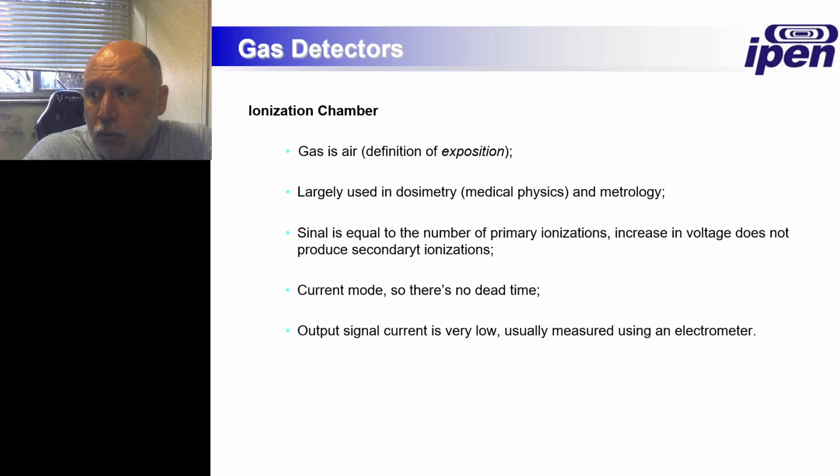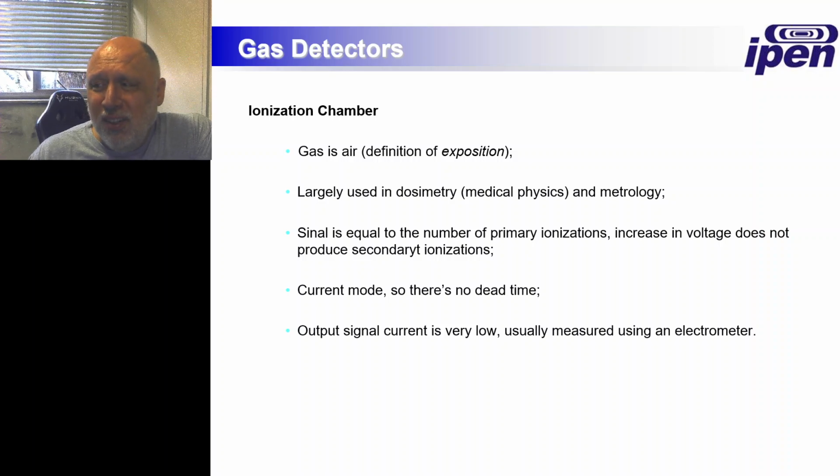pico amperes here, right? But there's good things about it also, because it's very hard to measure a current so low. But there's one good thing: it works in current mode, meaning you do not try to see pulses, but you just try to see the current generated. And that's very good when you have very large doses, very large signal.